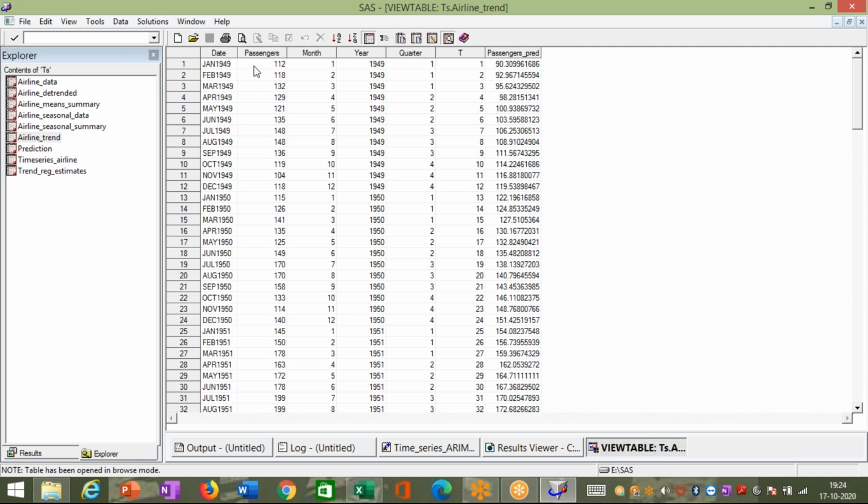One thing you can see is the passenger value is 112 over here, out of which just by trend regression I can see 90 is due to trend. Similarly, out of 118, 92 is due to trend. Out of 129, 98 is due to trend. Out of 121, 100 is due to trend, and so on.